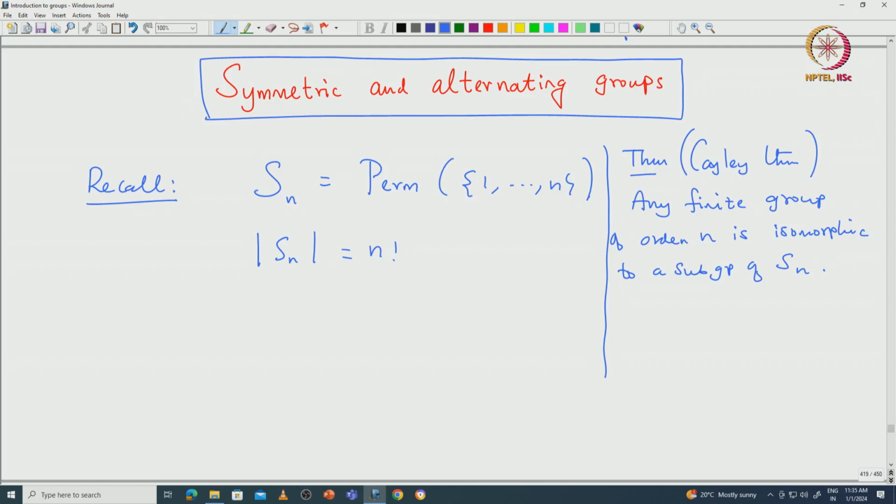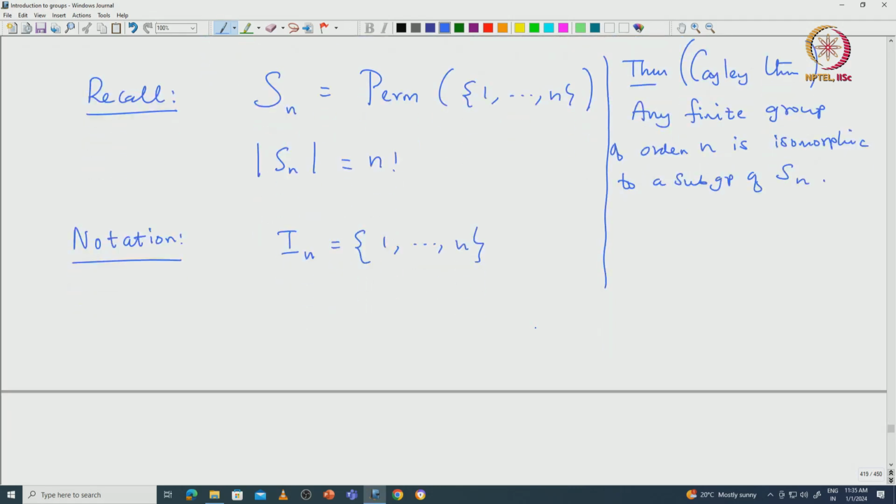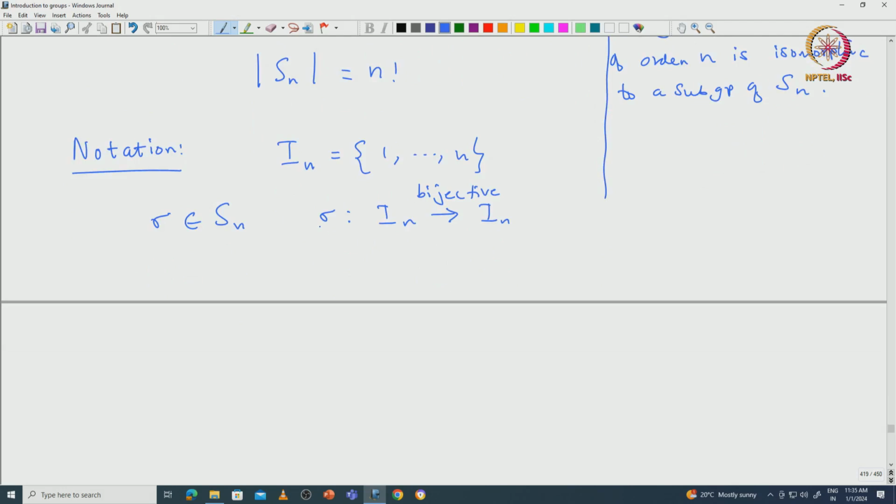First let's fix some notation. If you start with an element sigma of Sn, we can use the notation In to denote 1 to n. Then you take some element sigma, which is a permutation of 1 to n. In particular, it is a bijective map from In to In. In order to note down what sigma does to 1 to n, it is enough to understand the image of each i.